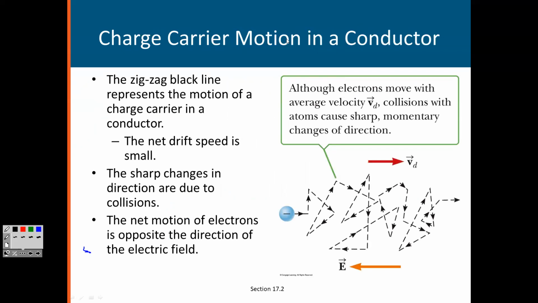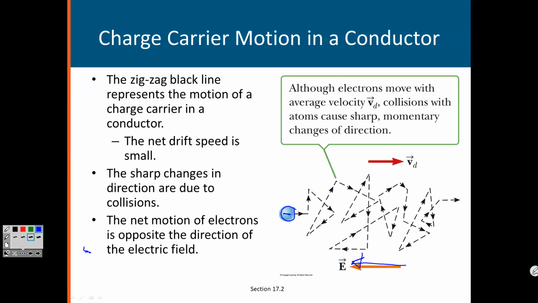So now let's look at what happens in a conductor. In a conductor, the charge carriers are electrons. So we are taking an electron here. Let's say we have applied an electric field to the left by connecting it to a battery. That is how we get the electric field in a conductor.